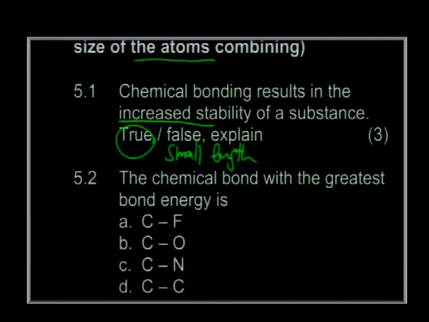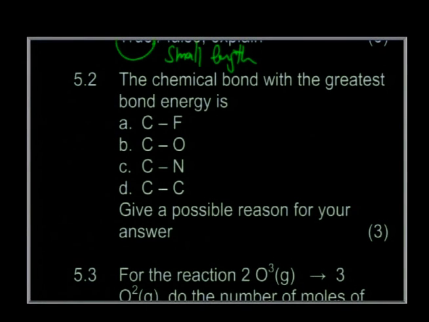The bond length is the smallest. When they're far apart, they're not very stable, they can fall apart. When they're close together, too close together, they have too much energy, but in their ideal state, they'll be the most stable. So the statement is true.